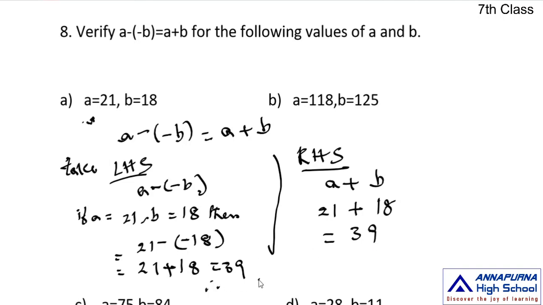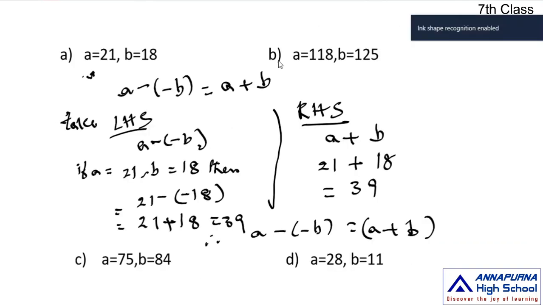Therefore we can say that A minus of minus B is equal to A plus B. So that's all. Come to the second part. In the same way, you just complete B, C and D. Okay, students, so we have completed the first exercise. In the next video we'll start the next topic.